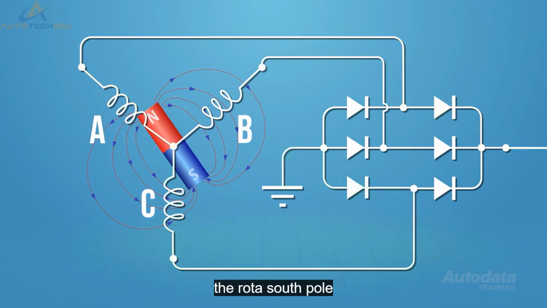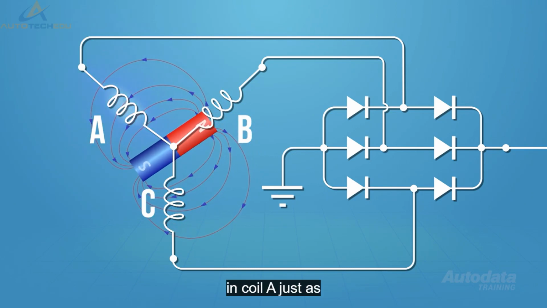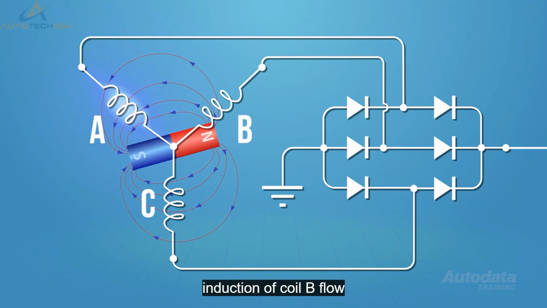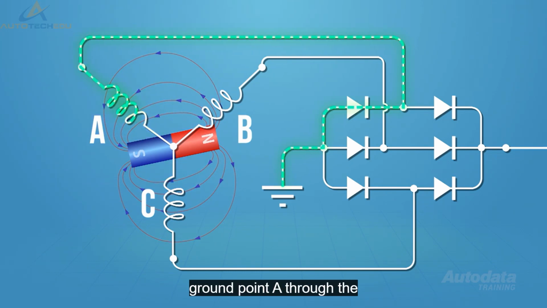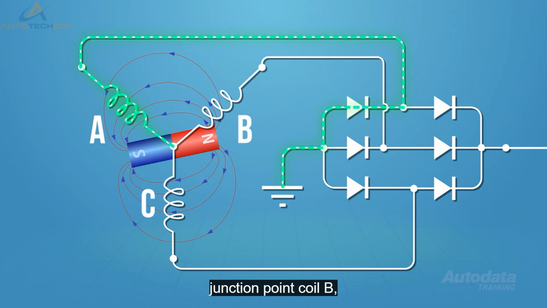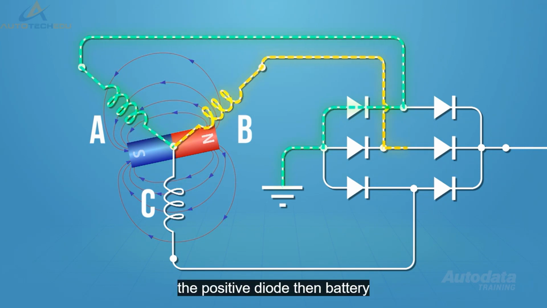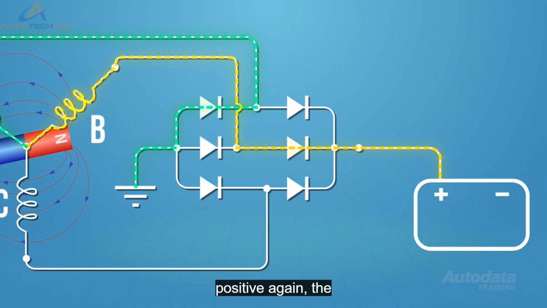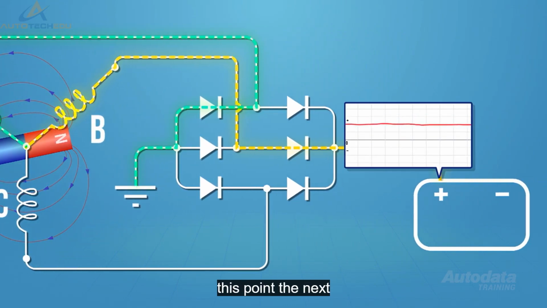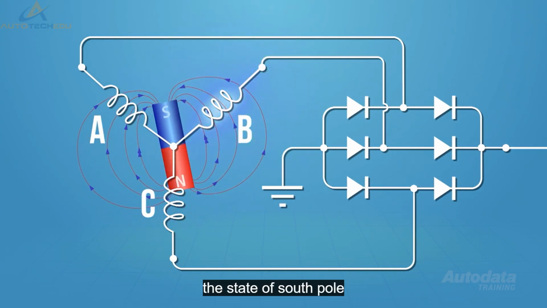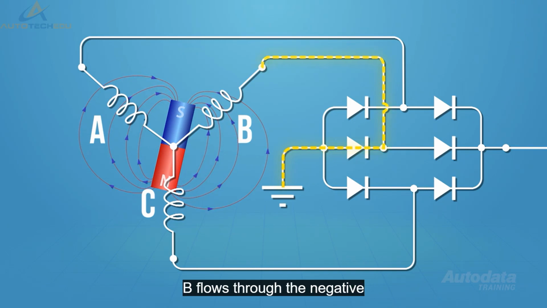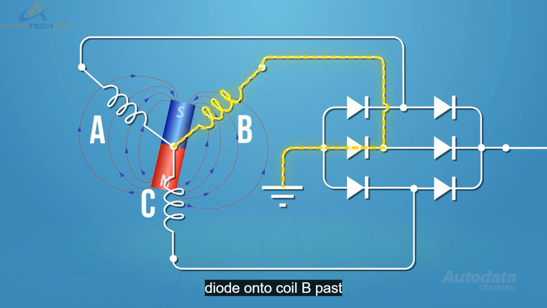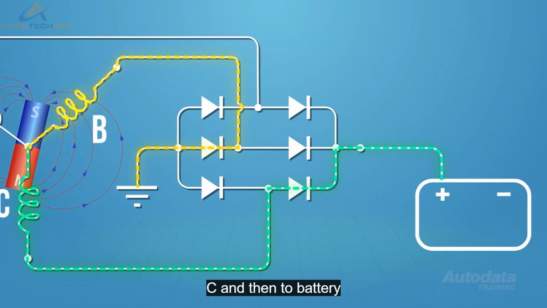The rotor's south pole is inducing negative current flow in coil A, just as the north pole finishes its induction of coil B. Flow at this stage begins at ground point A, through the negative diode, coil A, junction point, coil B, the positive diode, then battery positive. Again, the current captured is DC at this point. The next coil to be induced by the rotor's south pole is B. Current flow begins at ground point B, flows through the negative diode, onto coil B, past the junction point, through coil C, onward to diode pair C, and then to battery positive.